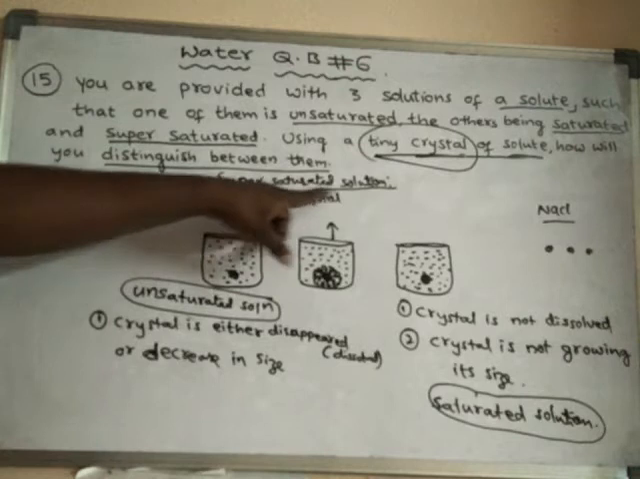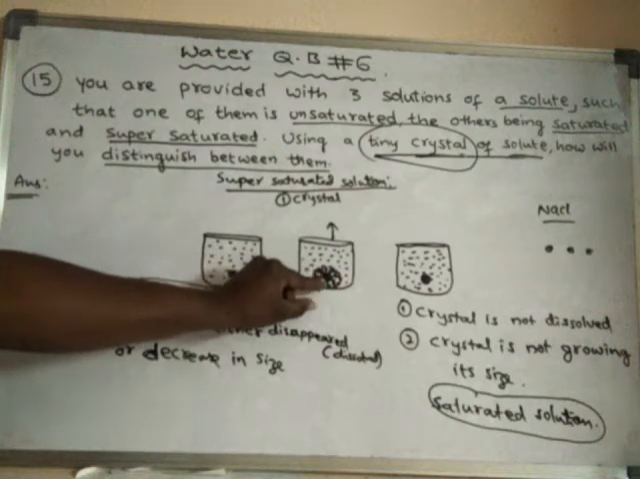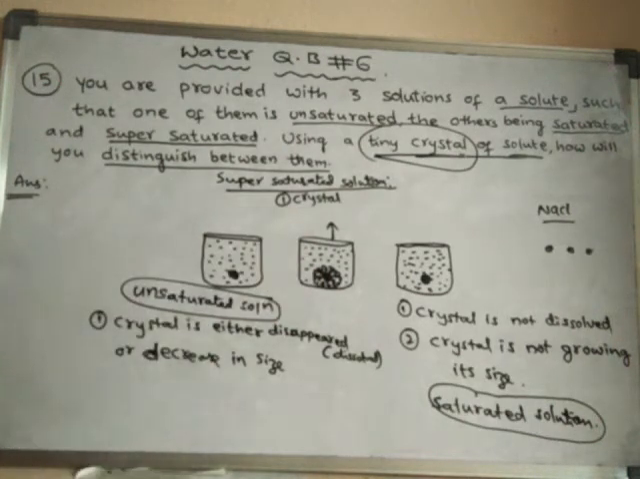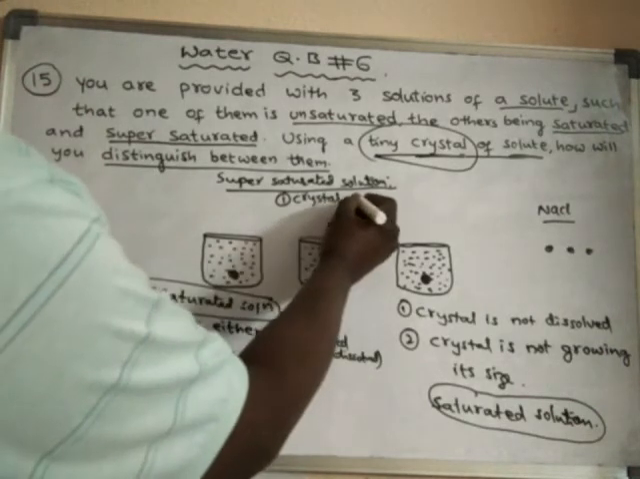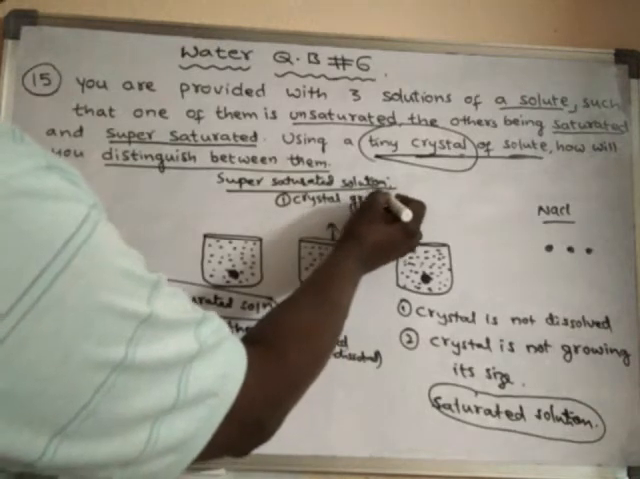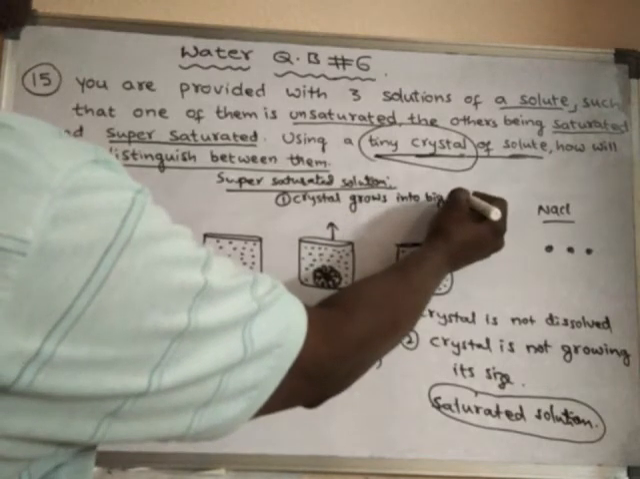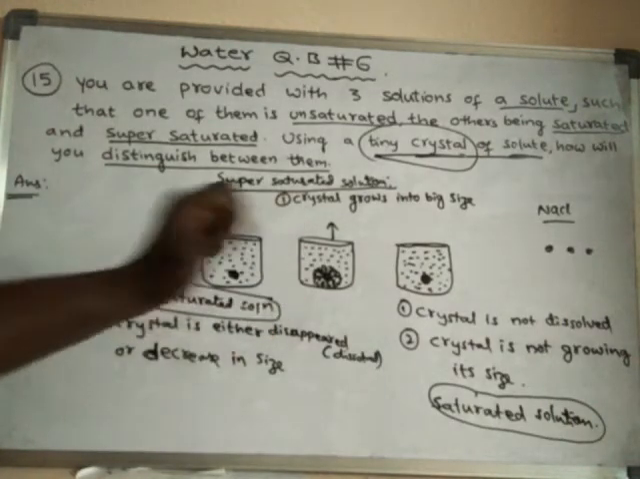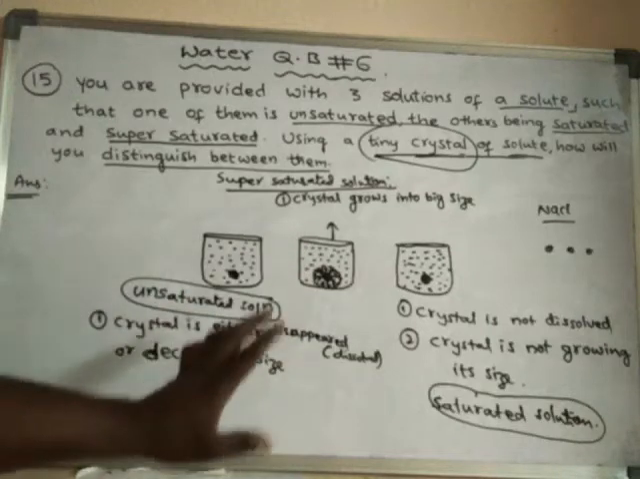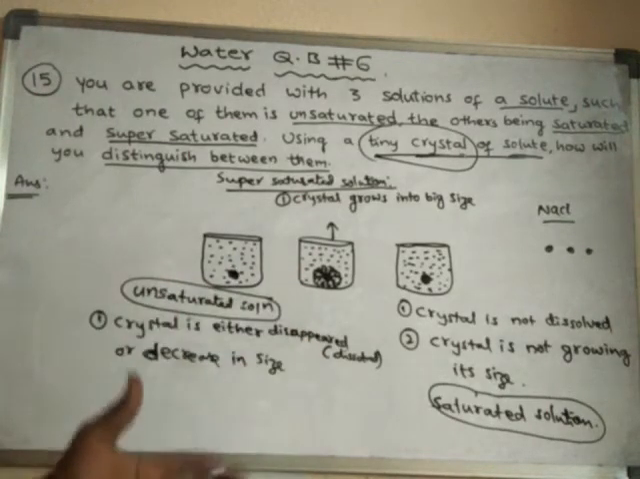So that means in a supersaturated solution, if you add a crystal of solute, what happens? The crystal grows into a big size. Why does the crystal grow? Because it is a supersaturated solution. What is a supersaturated solution? A solution which contains an extra amount of solute dissolved in it.